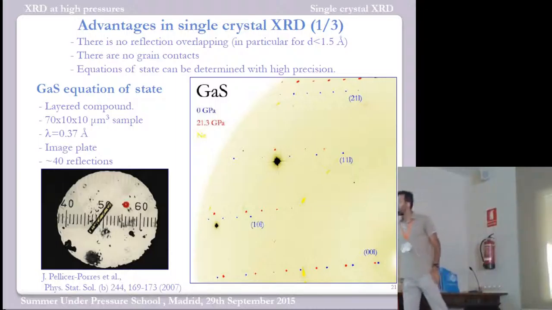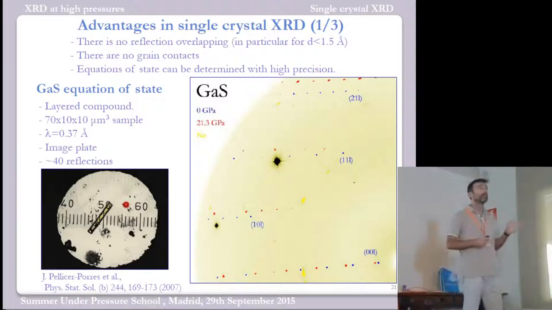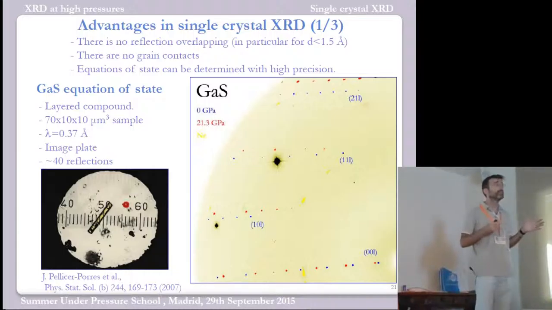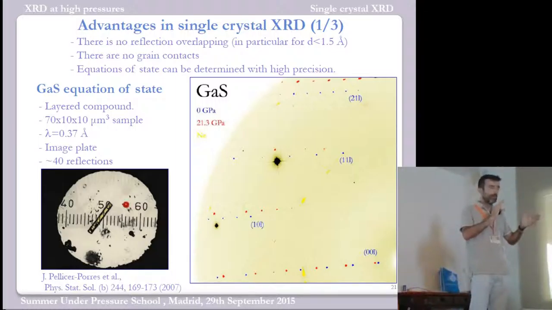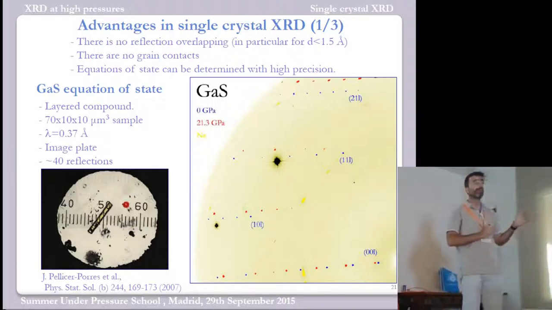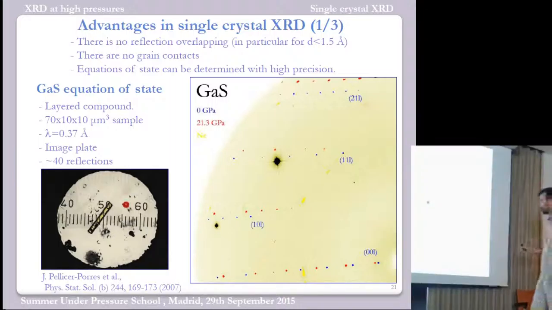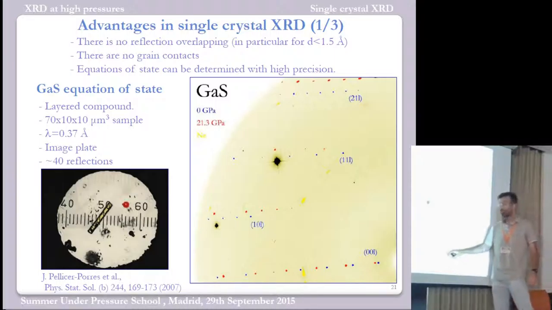And this is an image plate which was taken with a continuous acquisition. I mean that in order to fulfill the Laue condition, what is usually done is to illuminate the sample with X-rays and then turn the diamond anvil cell in order to try to fulfill the Laue condition. In this way, you can measure a series of X-ray diffractions. For example, here we have the 00L series, 002, 004, 006, etc.